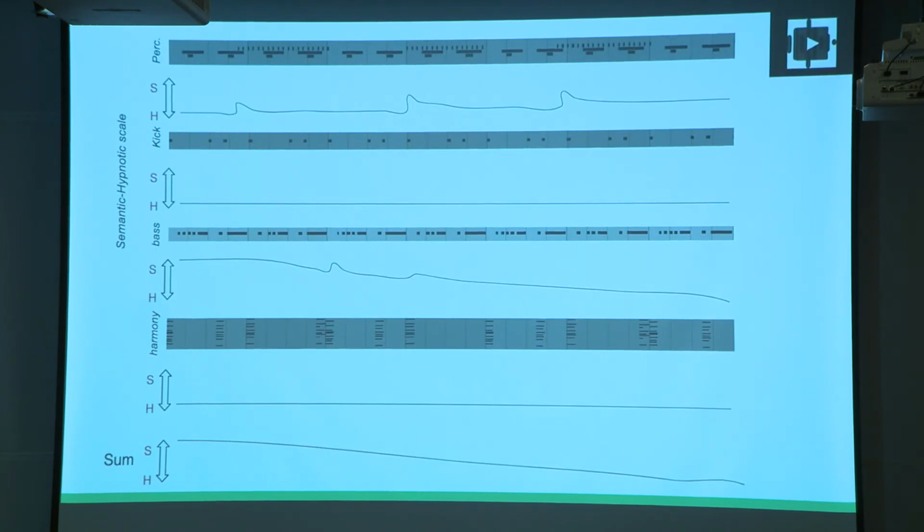So here is an analysis of a percussion line, a kick, bass, and harmony, and you can see that overall, the level of engagement with the music, the amount of semantics that we perceive, changes over time. So we can play that example.